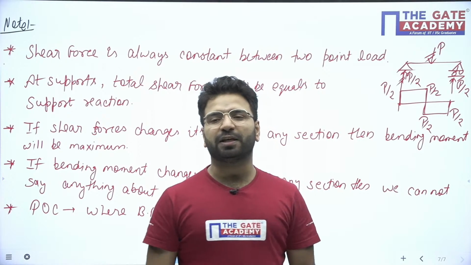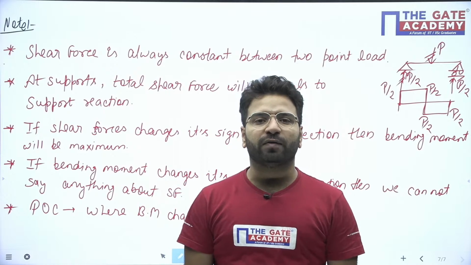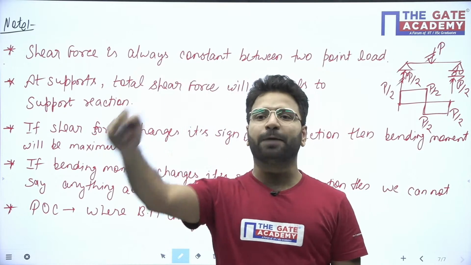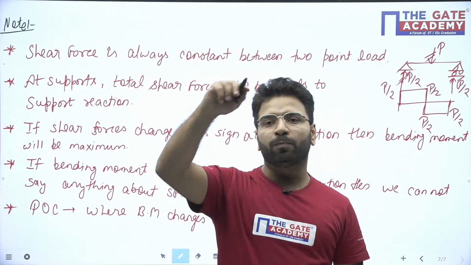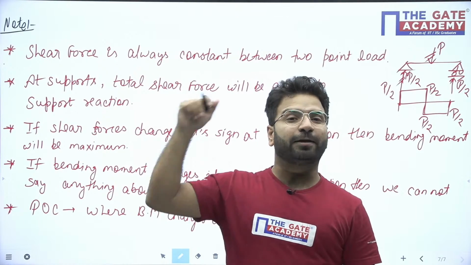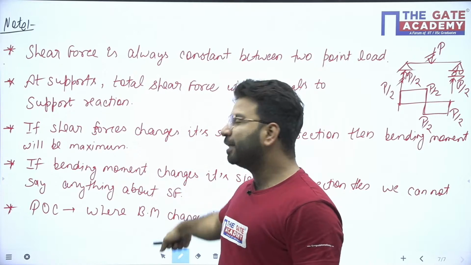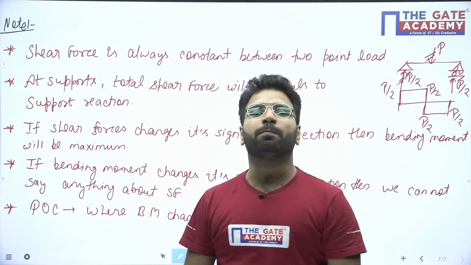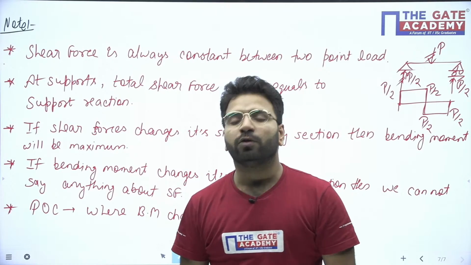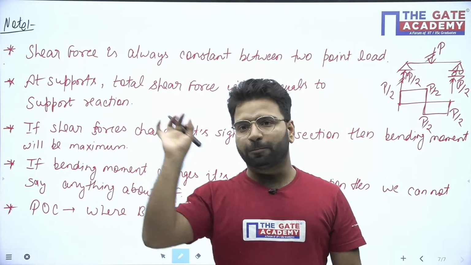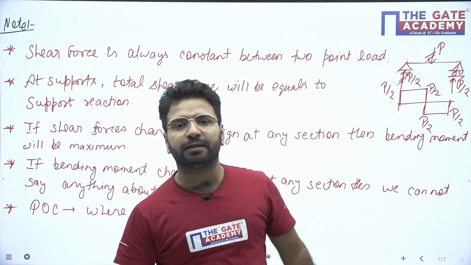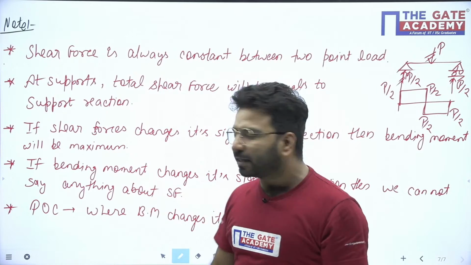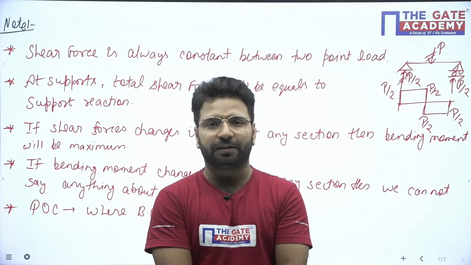Now you can ask me, sir, where will the point of contraflexure be useful? This point of contraflexure helps us draw the deflected shape of the beam, okay. In the deflected shape, wherever the curvature changes, that point will be the point of contraflexure only, but in the deflected shape we use a different word, the point of inflection, okay. Where the curvature changes in a deflected shape, the point is known as the point of inflection. But how will you get the point of inflection? With the help of the point of contraflexure only.